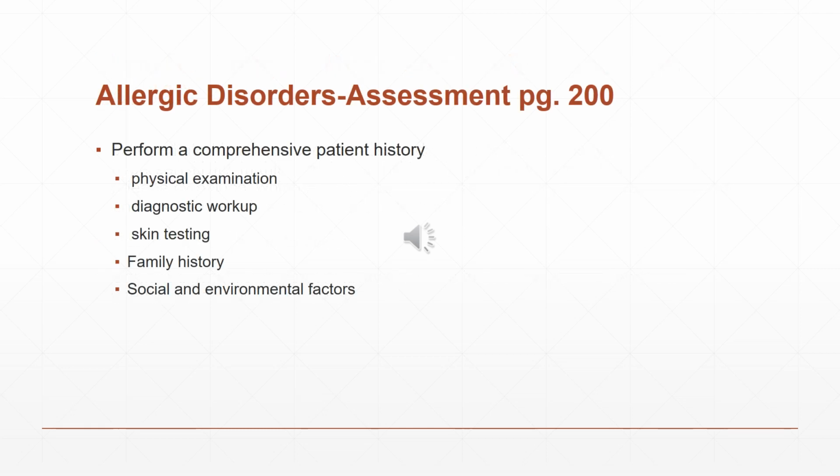So, what are you going to assess for? What are you going to look for? On page 200, it shows you allergic disorders. You're going to do an assessment, diagnostic workup, a family history. It just kind of walks you through it. It talks a little bit about the skin testing, the results of it, and social and environmental factors. You need to be familiar with it.